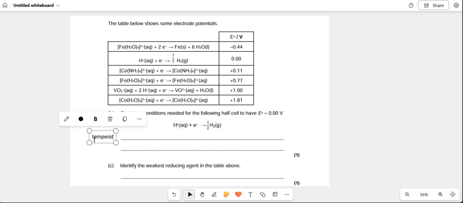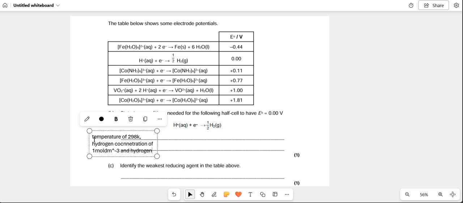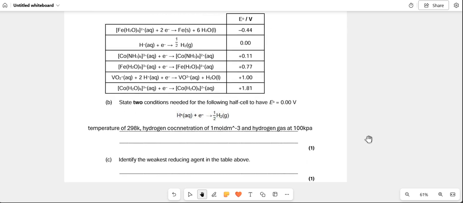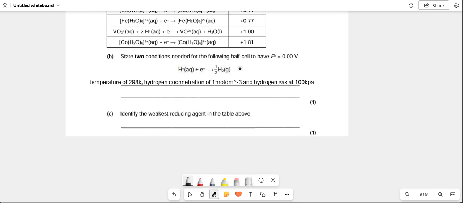There's a temperature of 298 Kelvin, hydrogen concentration of 1 mol dm^-3, and hydrogen gas at 100 kPa. So those are the three conditions. I don't think you need to write all three to get the mark here. Just one of those will suffice. Obviously, we've got H2 gas here, so they will like that one.